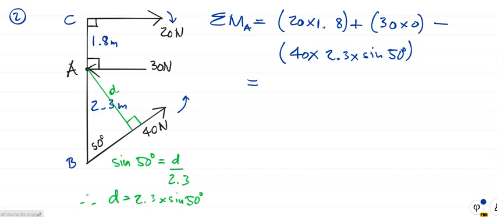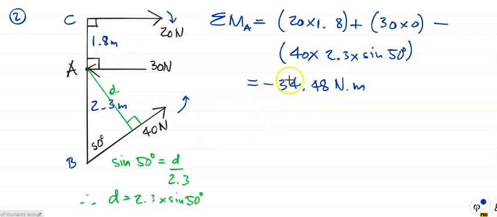And you should have done the calculation. The answer I get is minus 34.48 Newton meters. Why newtons? Because all forces are in newtons and all distances are in meters. Okay, so it's minus 34.48 Newton meters.